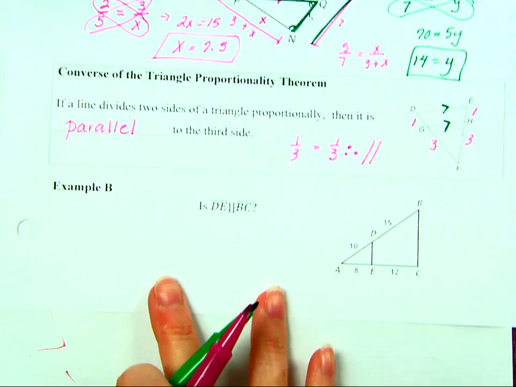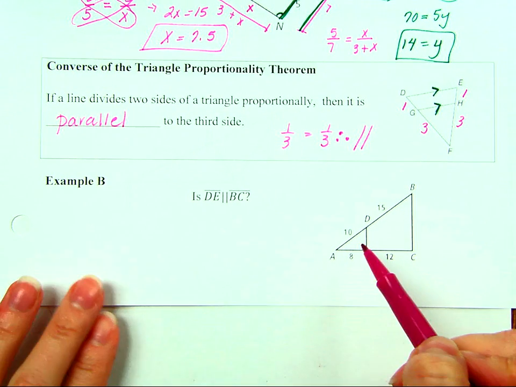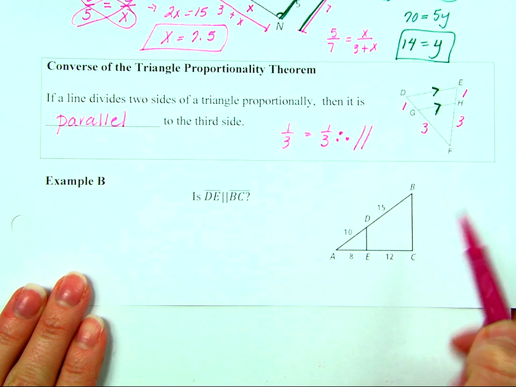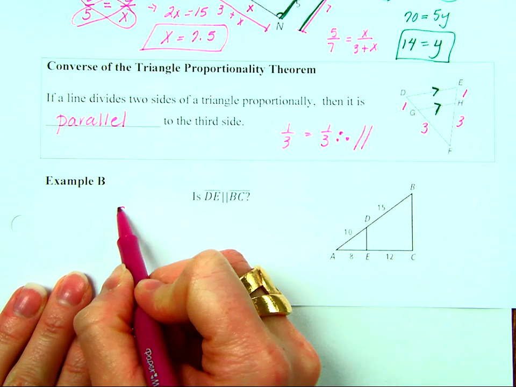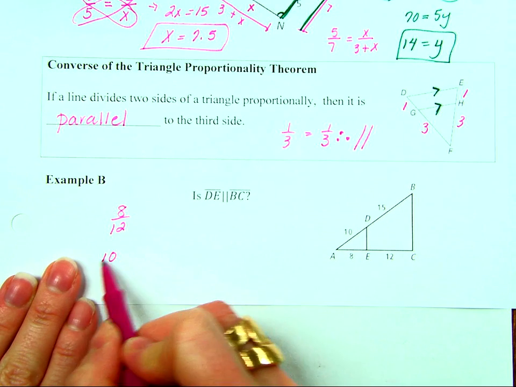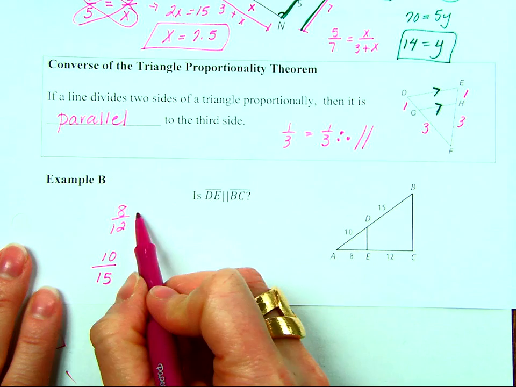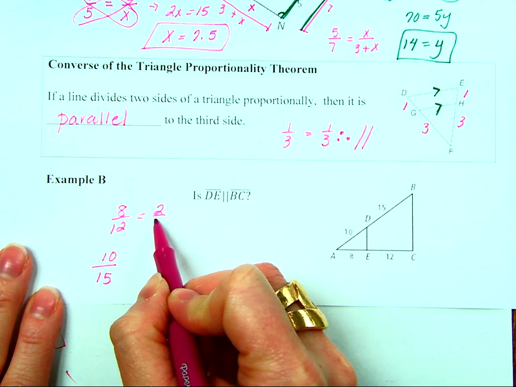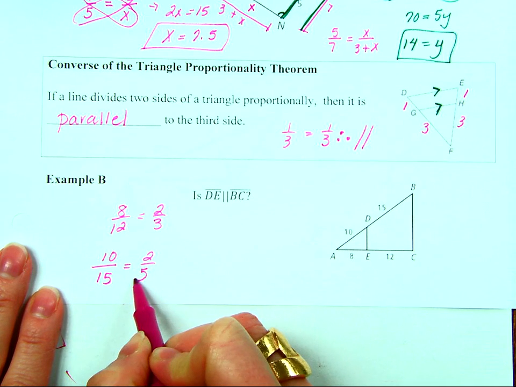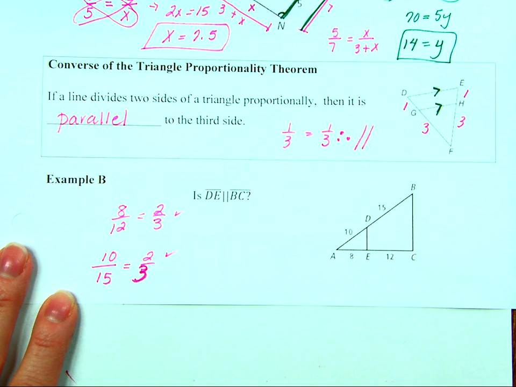So as you look at example B, if they ask me to determine is DE parallel to BC, well, I can just look at my ratios. I can look at a ratio of 8 to 12, and I can look at the ratio of 10 to 15, and I want to know if those are equal. So I can reduce. 4 goes into both of these. 5 goes into both of these. Yes, I can see we have a ratio of 2/3.